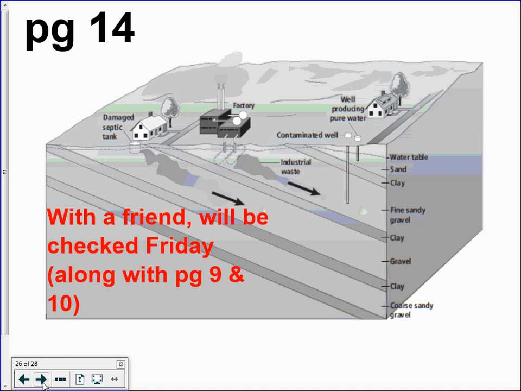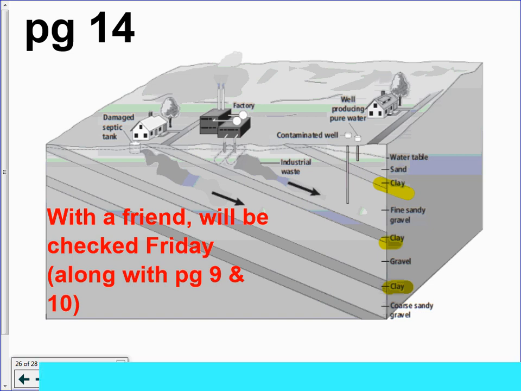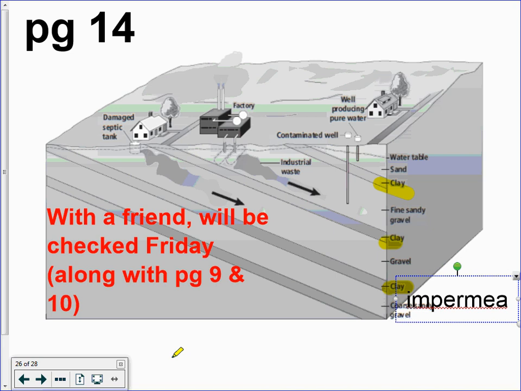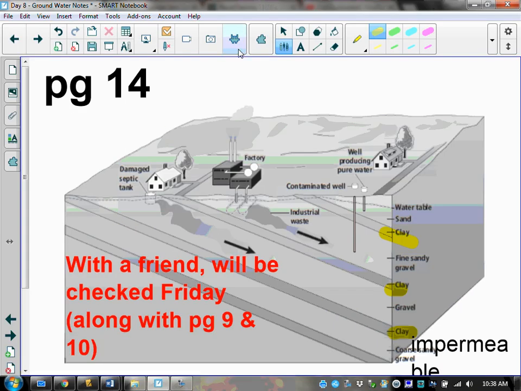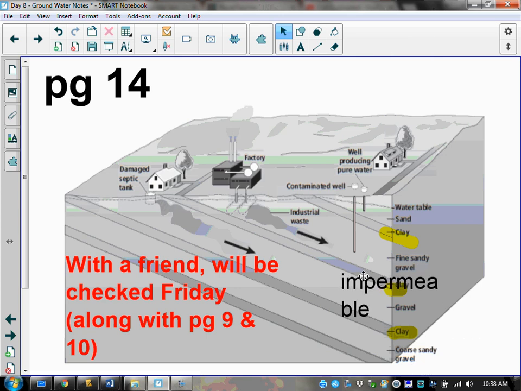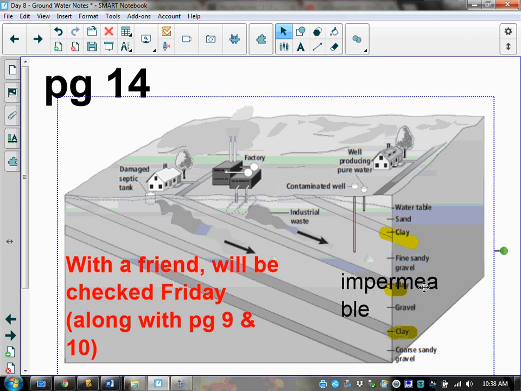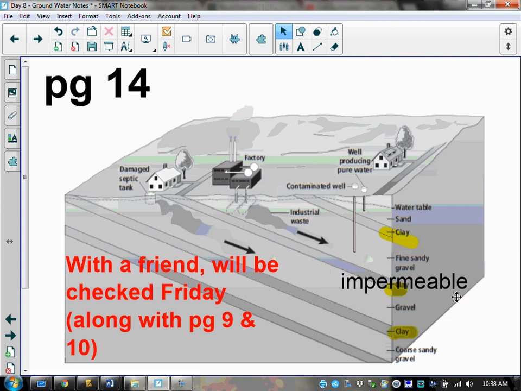So on page 14, you'll find a picture showing a little town here. Notice these layers of clay. Clay is impermeable. Sorry, that was the bell. Clay is impermeable. Water cannot penetrate clay. It has no pore spaces. The word there is impermeable. So when you're answering your questions, please keep that in mind, that the clay layers in this little town you cannot penetrate them. That's going to make a big difference as to your understanding of this picture.